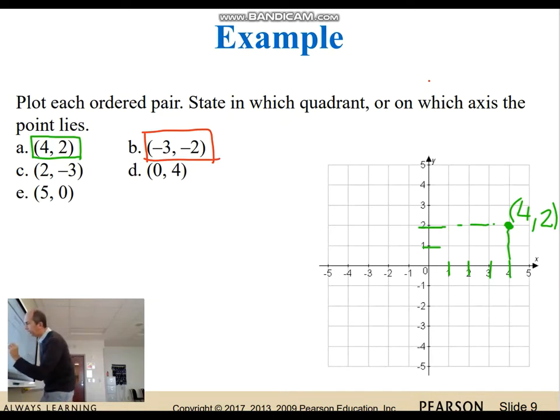You start here on the origin, on the 0, 0, and move 3 units to the left because it's a -3, right? So 1, 2, 3, -3, and the y is going to be equal to -2. Move 2 units down, 1, 2. The point that we're looking for, the ordered pair, is this one here, -3, -2.